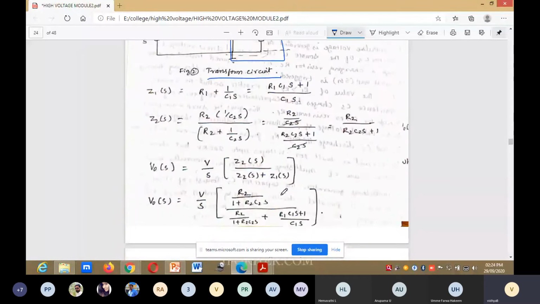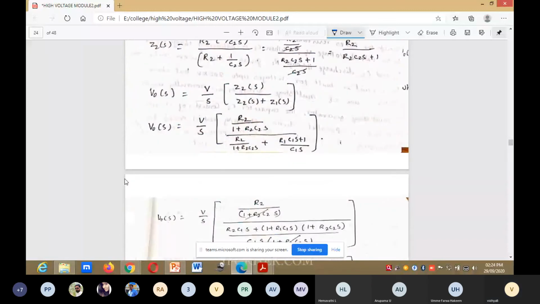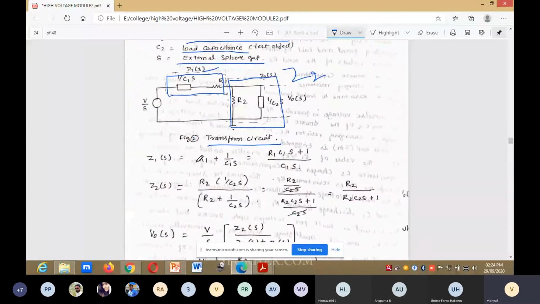Actually, Z1 of S is equal to R1 plus 1 divided by C1 S. If you take LCM, R1 into C1 into S plus 1, divided by C1 into S. What about Z2? These two are in parallel, so R2 into 1 by C2 S divided by R2 plus 1 by C2 S. If you solve that one, you will get R2 divided by R2 C2 S plus 1.